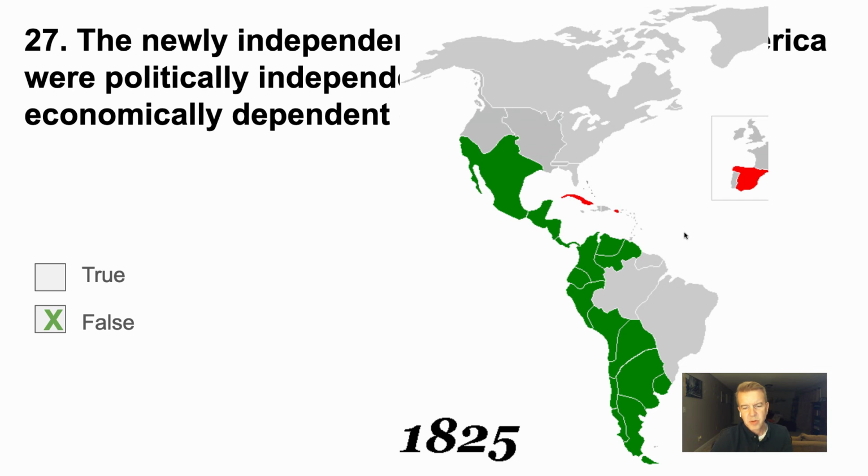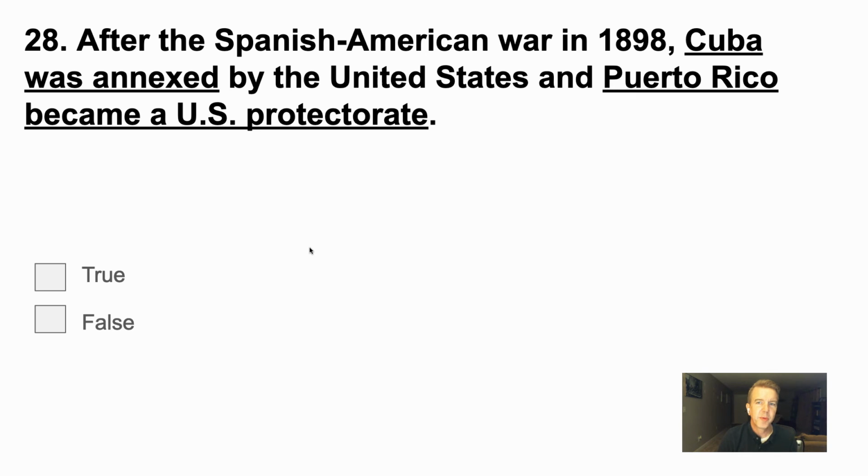Let's see if it goes to, I don't think it's going to go all the way to, yeah, it doesn't go to the Spanish-American War. Okay, moving on here, the Spanish-American War in 1898, which ended in 1898, excuse me. Cuba was annexed by the United States, and Puerto Rico became a U.S. protectorate. I have those underlined because they're exactly backwards. Cuba became a U.S. protectorate. Puerto Rico was annexed by the United States and is still a U.S.